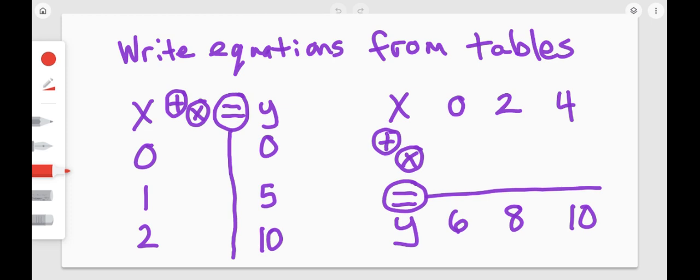We're going to take a look at the lesson for writing equations using tables. We're going to use the vertical tables and also horizontal tables. So it's important to keep in mind that we're going to start with the x, and that's going to be our input variable.